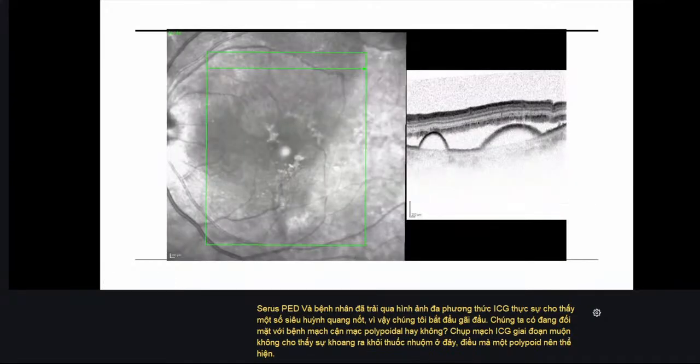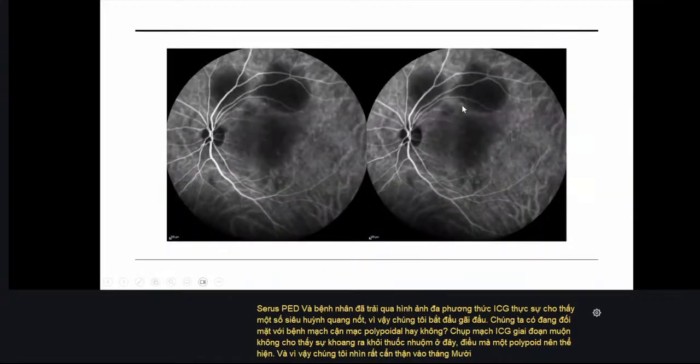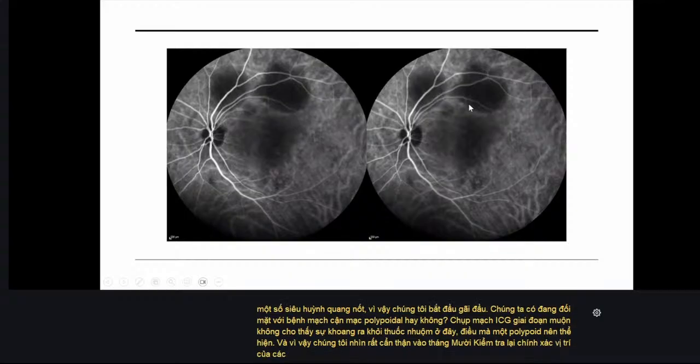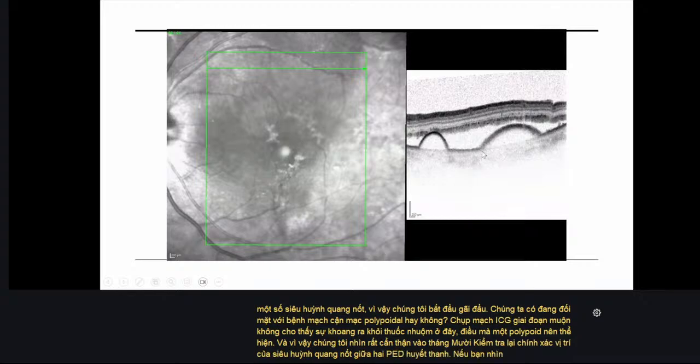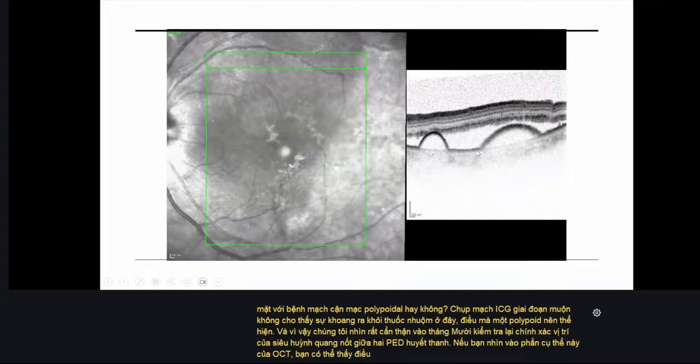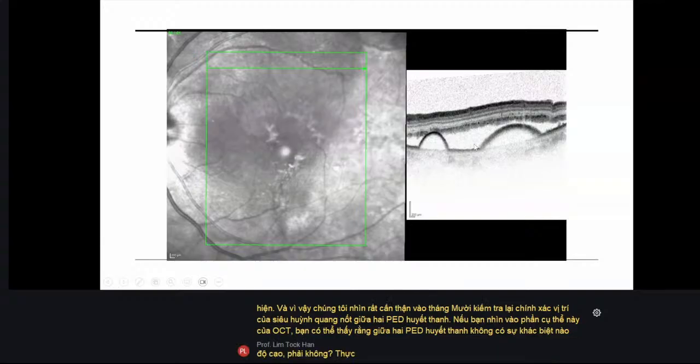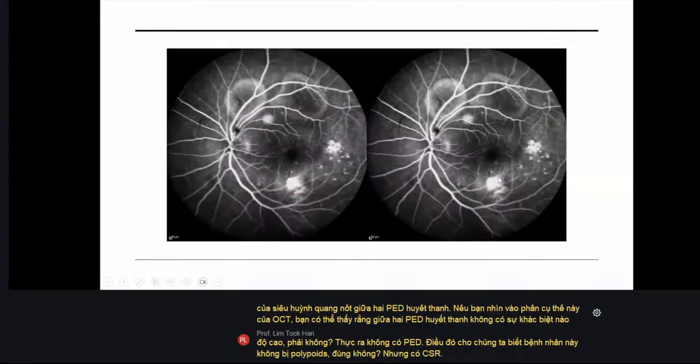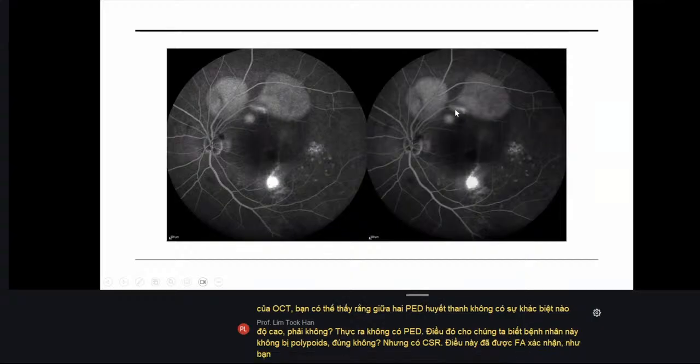And so we look very carefully at the OCT, cross-checking exactly where the nodular hyperfluorescence is between the two serous PED. Now, if you look at this particular section of OCT, you can see that between the two serous PED, there's actually no elevation, right? There's actually no PED. So that tells us that this patient is not having polypoidal, right? But having CSR. So this is confirmed with FA, where you can see a smokestack lesion right here.